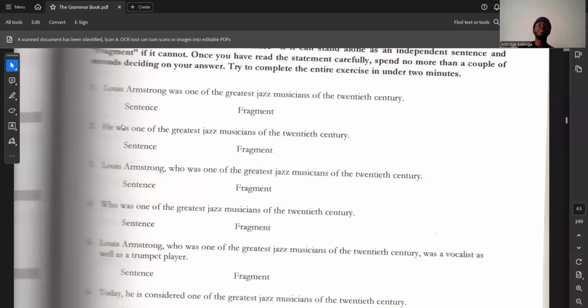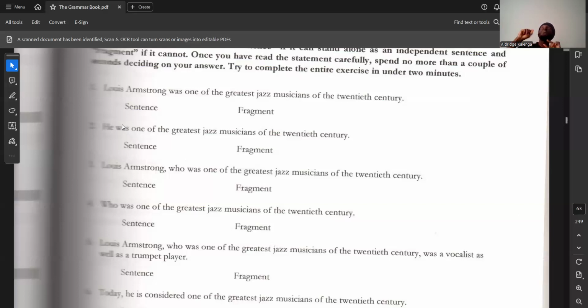Imagine someone just walking up to you and telling you "because he was a fast runner." But if someone tells you "Louis Armstrong was one of the greatest jazz musicians of the 20th century," you'd be like, okay, thanks. I mean, I didn't ask, but cool. You won't really have any more questions, right? So, "he was one of the greatest jazz musicians of the 20th century." Yeah, you might ask who he was, but in terms of the structure of the sentence, assuming "he" was replaced with a name, you'd be asking a different question.